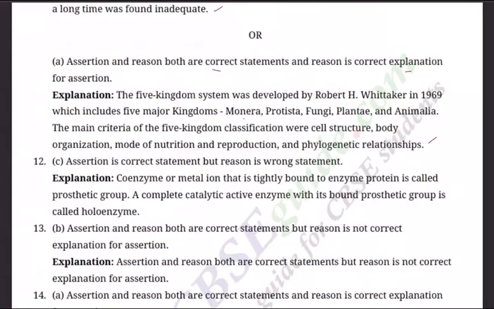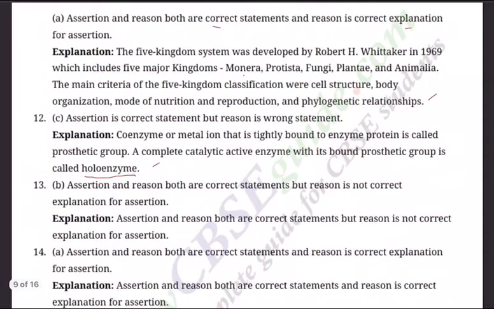C is the answer. Assertion is correct, but reason is a wrong statement. What is the assertion? Coenzyme or metal ion that is very tightly bound to an enzyme protein is called prosthetic group. That is correct. And a complete catalytically active enzyme together with its bound prosthetic group is called apoenzyme. That is a wrong statement, because a completely catalytically active enzyme with its bound prosthetic group is called holoenzyme, not apoenzyme. That's why the reason statement is wrong.